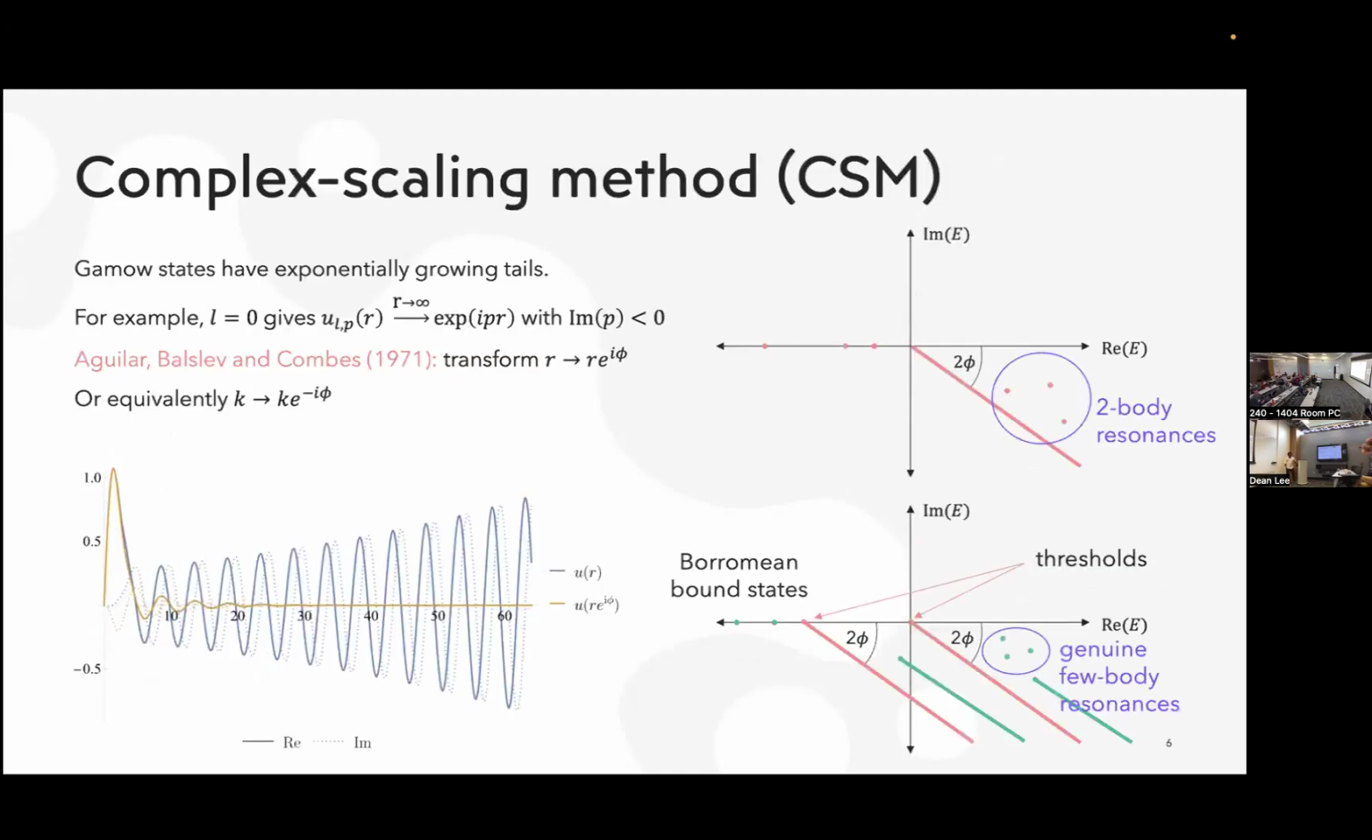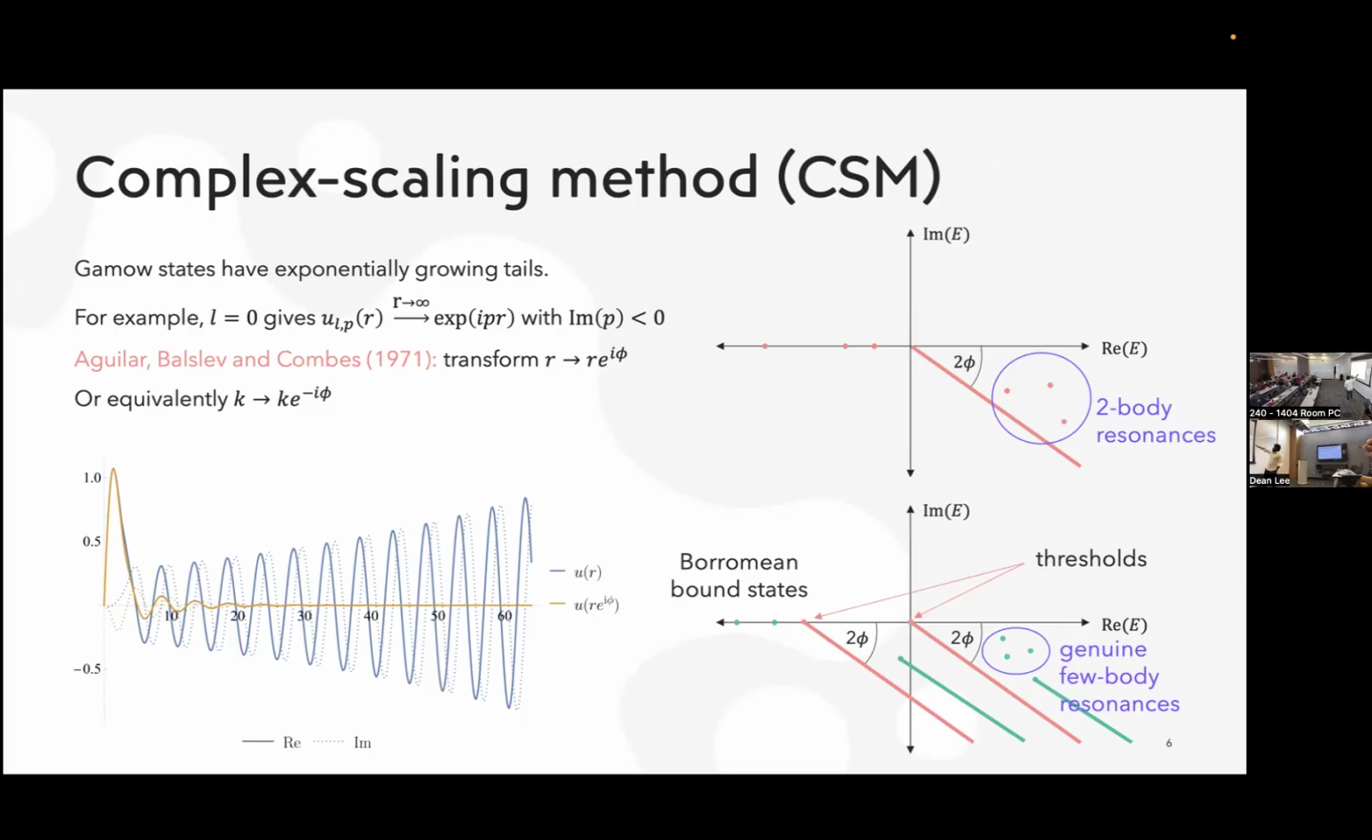One of the more pedagogical ways of solving for resonances is a technique called the complex scaling method. The idea is this: since you have a complex energy eigenvalue, the tail of your wave function tends to grow exponentially. But if you take your coordinate and multiply by some phase like this, you can convert this exponential growth to an exponential decay, so it looks like a bound state. Now you can use your already established bound-state methods for calculating resonances.